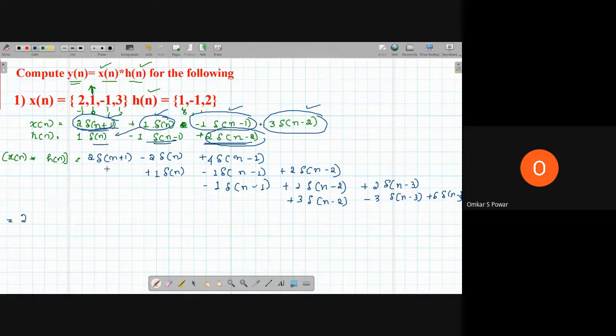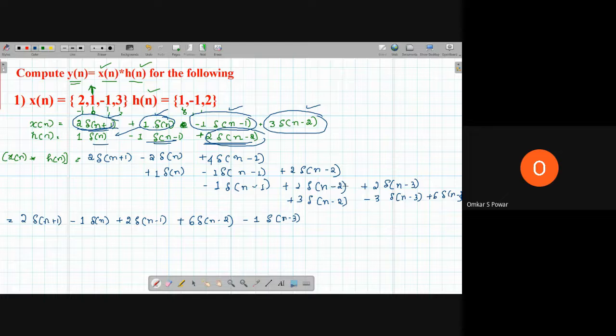Okay, so this one I'll write as it is, 2 into del of n plus 1. So minus 2 plus 1 is minus 1 del of n. Then 4 minus 2 is plus 2 del of n minus 1. Then 3, 4, 5, 6. So plus 6 into del of n minus 2. Then minus 3 plus 2 is minus 1 del of n minus 3.